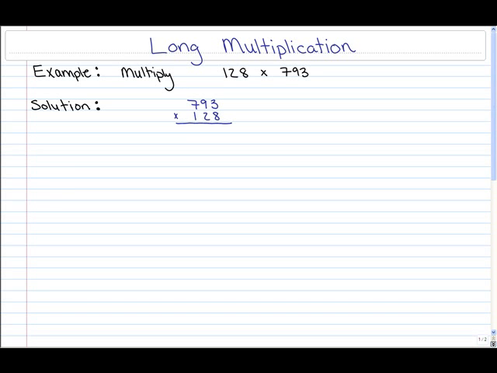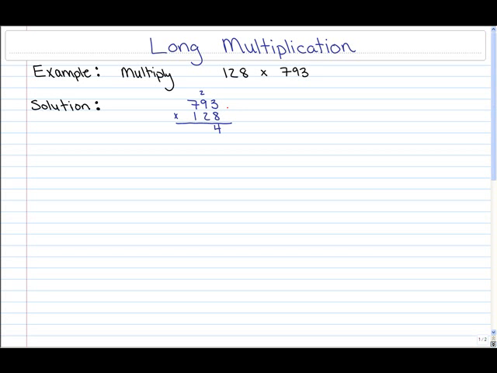Now, to perform a long multiplication, what we first do is take the last digit of the multiplicand, which is a 3, and we multiply it by the last digit of the multiplier, which is the 8. So 3 times 8 gives us 24. What we do is we write the 4 from the 24 down below the 8, and we carry the 2 from the 24 forward above the next digit of the multiplicand.